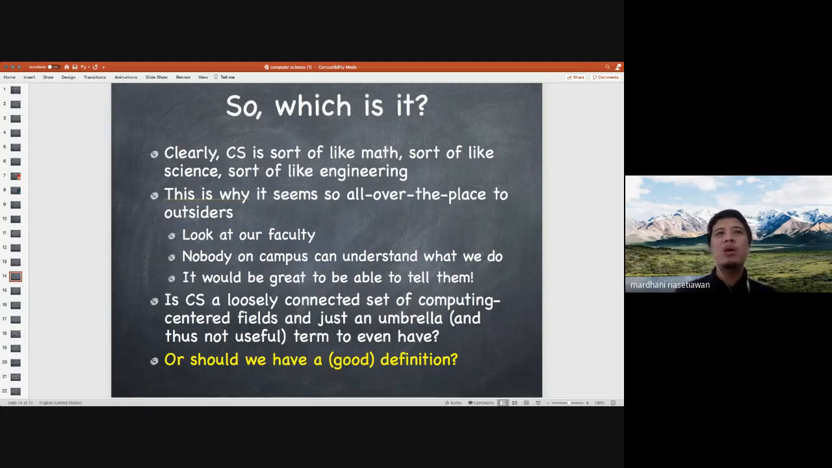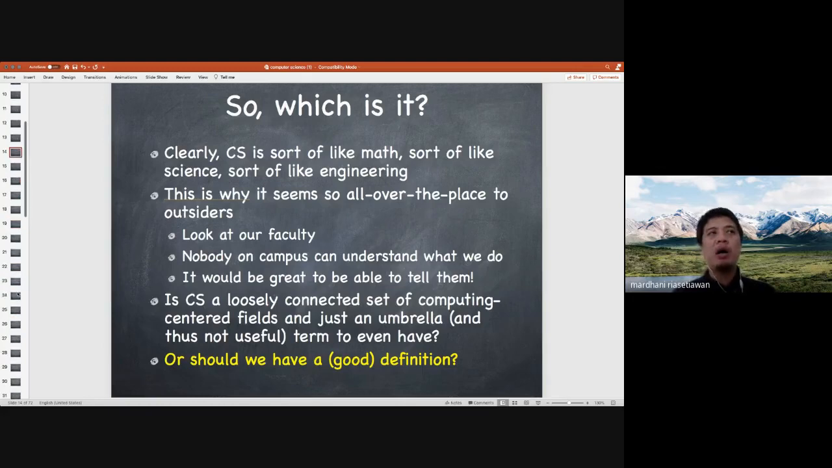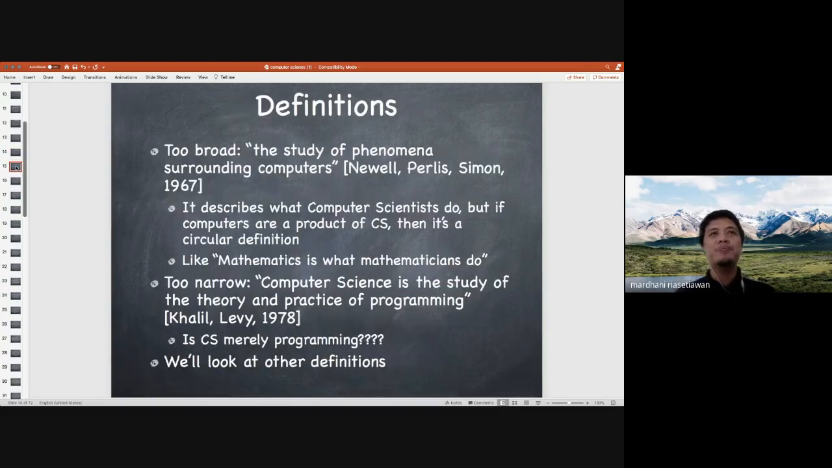They say, look at our faculty, and nobody on campus can understand what we do. It would be great to be able to tell them. So it is very important to see that computer science is a loosely connected set of computing fields, just an umbrella. Even this is not that useful. So that will be our attention in this discussion.